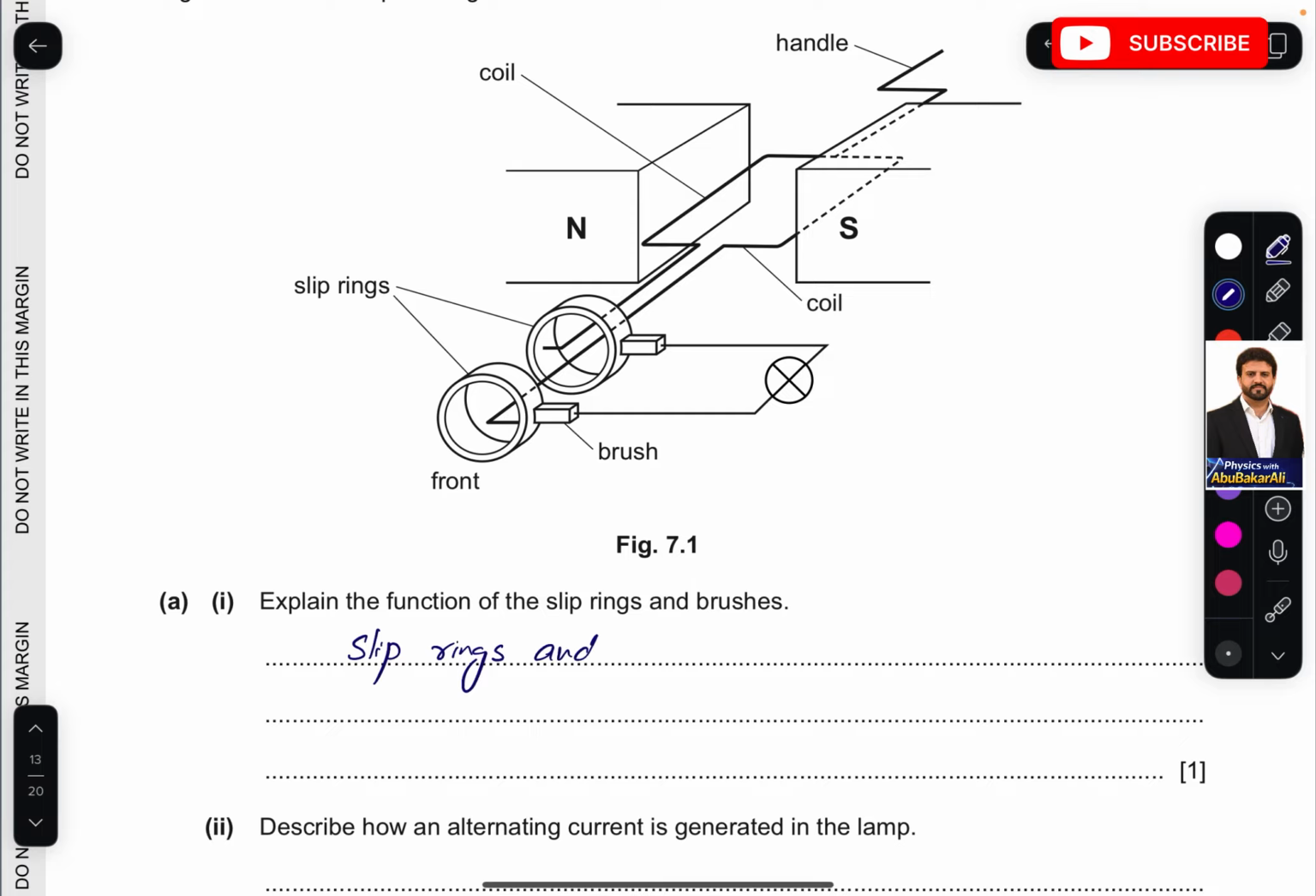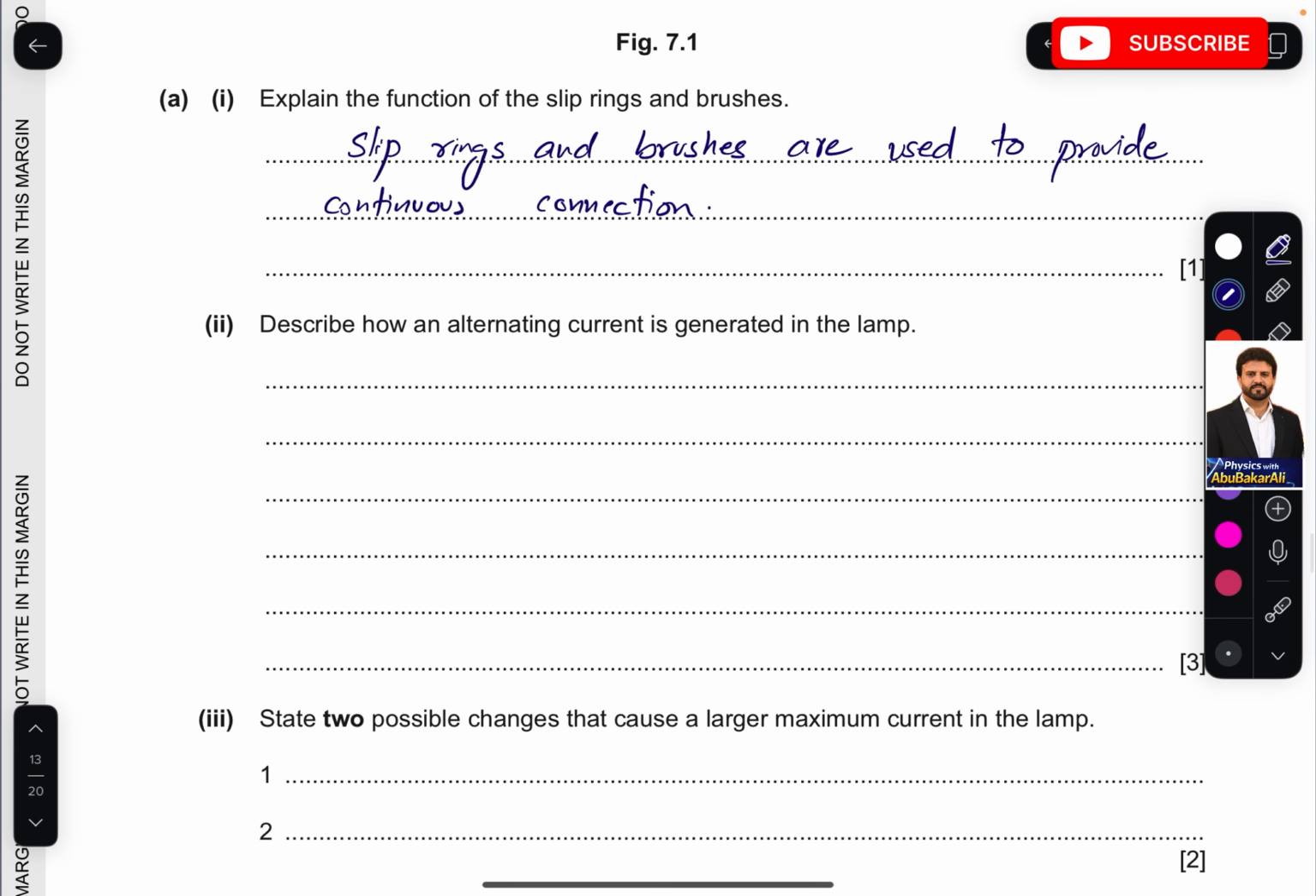Slip ring and brushes are used to provide continuous connection. That is their use. In part B, describe how alternating current is generated in the lamp.